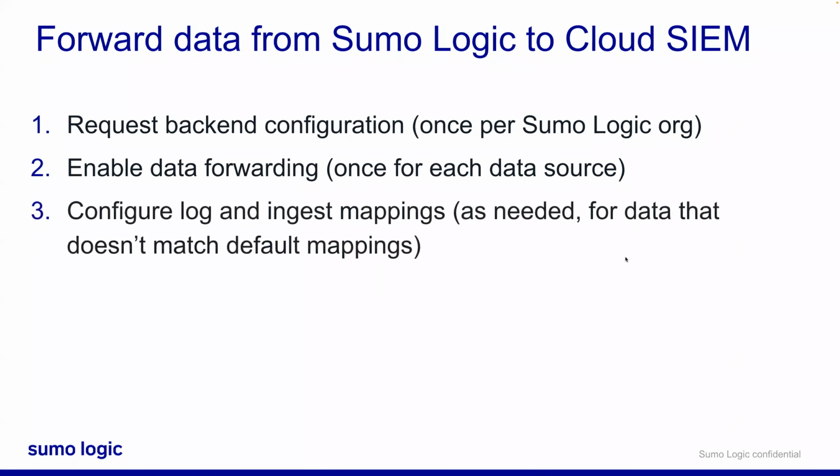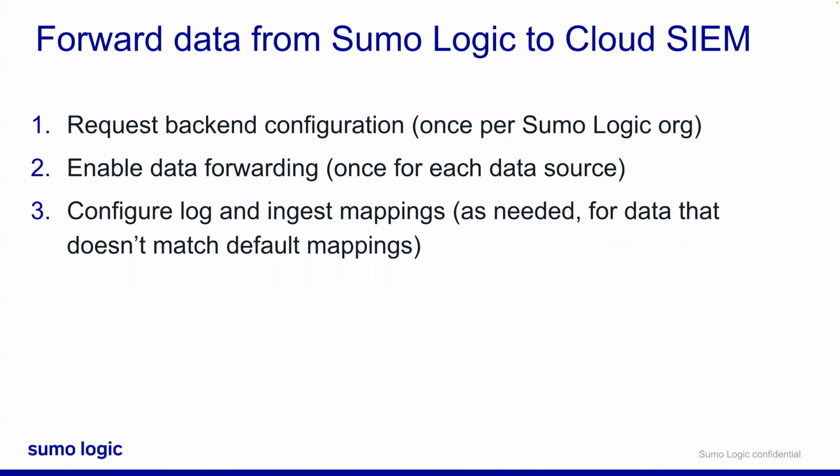Finally, you want to go ahead and start to configure your log and ingest mappings. This process is usually automatic, but must be done for certain types of custom data sources. And this is done in the Cloud SIEM UI. We're going to see an example of this in the lab activities using a simple JSON log message in just a few moments.